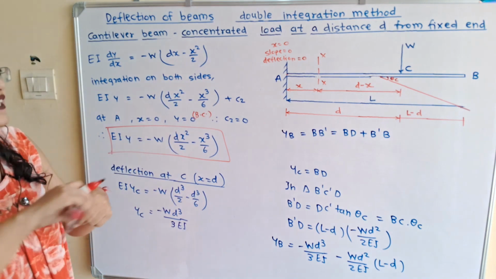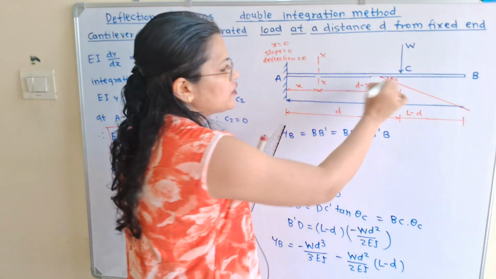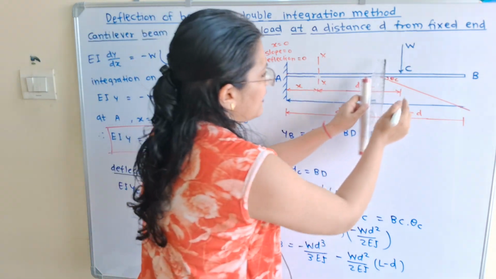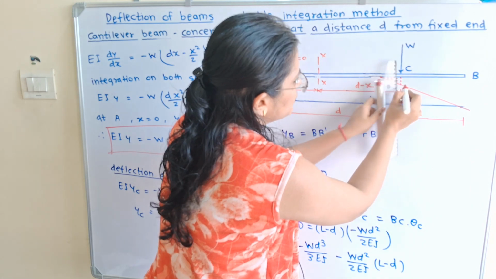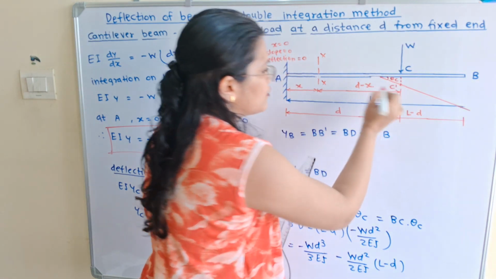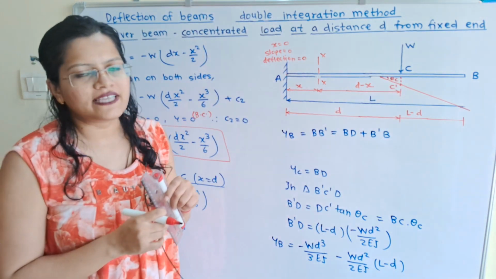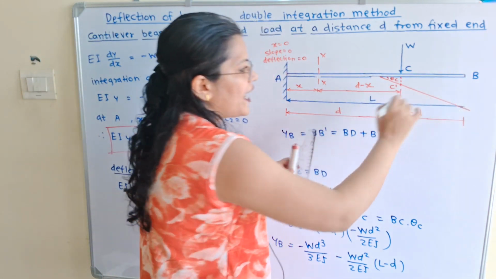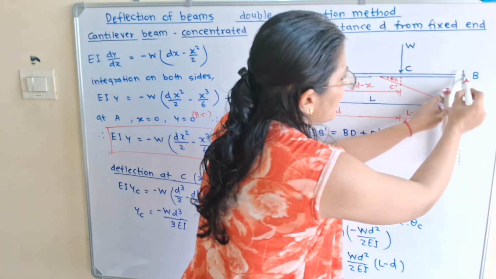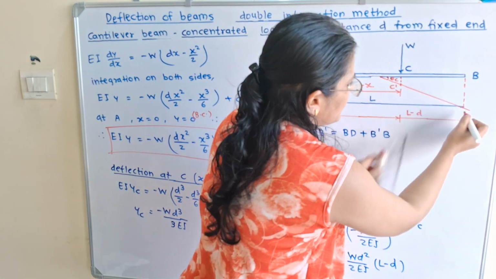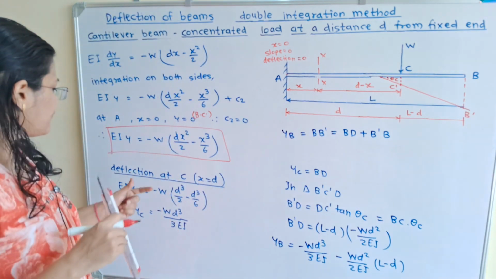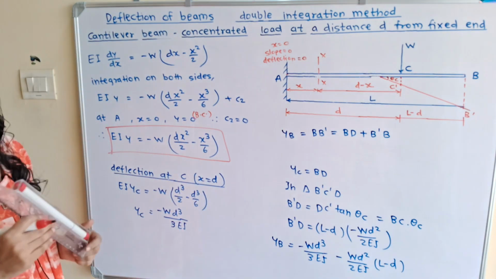If we observe the diagram, because of this point load W, this beam is getting deflected, and I will show here the final position of C. So here is the final position of C, known as C dash. Now at the same time this B is also having a final position, and it is B dash. So here is the B dash. Now how to find out the deflection at C?